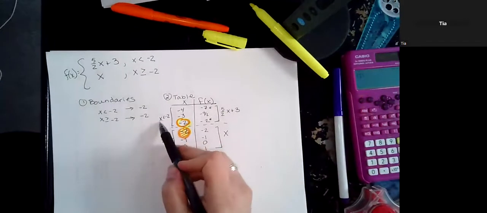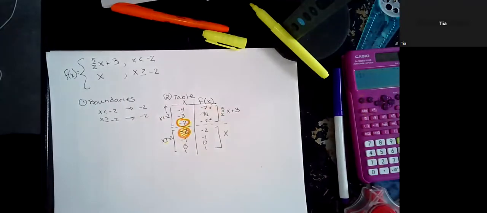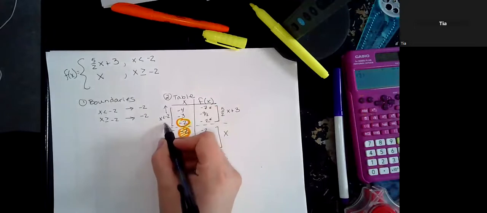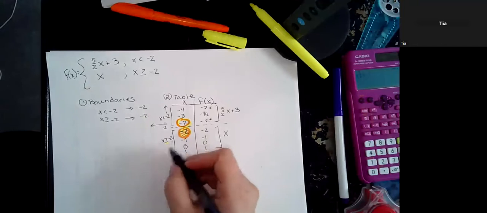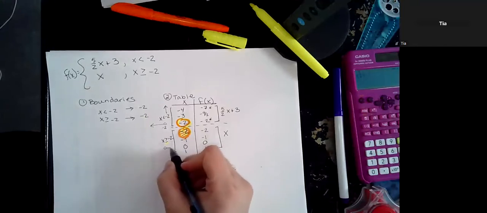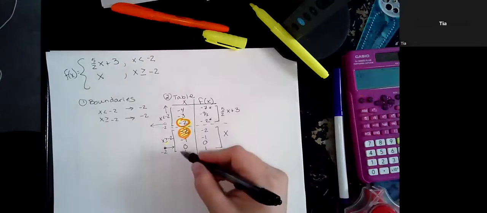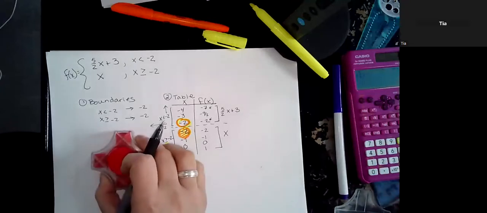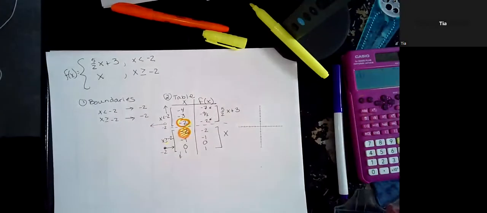Because this is less than -2, this keeps going forever up. Okay. This is x is greater than or equal to -2. That means our table can keep going forever down. Okay. What that means is our graph isn't going to end in a point. It's going to end in a what? Arrow. Yes, we're going to have an arrow at the end.